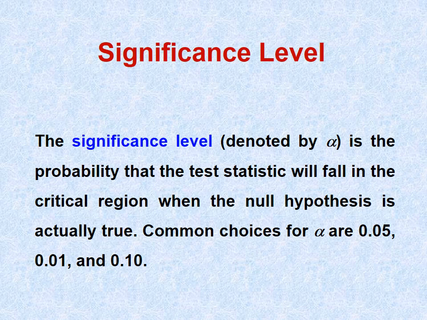So, significance level. The symbol alpha denotes the significance level. It is the probability that the test statistic will fall within the critical region when the null hypothesis is actually true. Common choices of this significance level are 5%, 1%, or sometimes 0.1%.